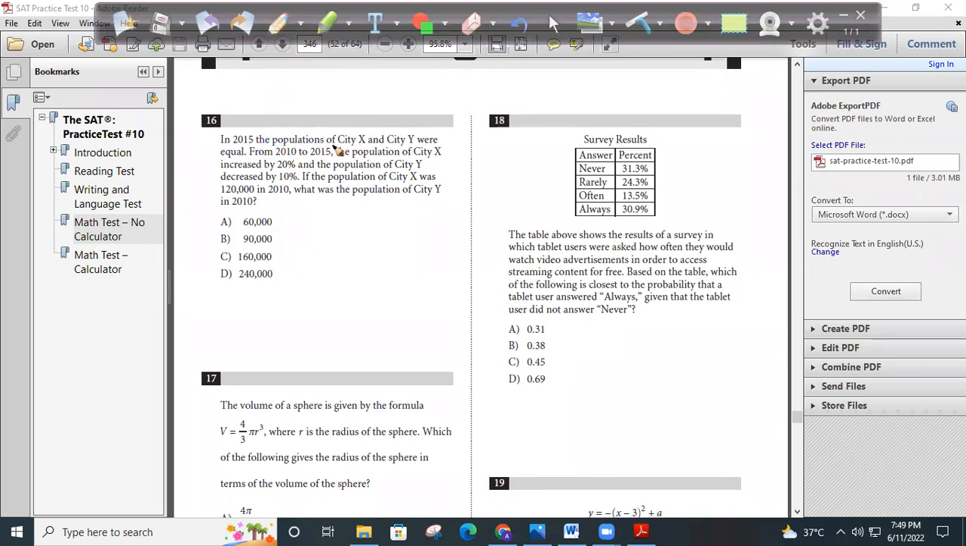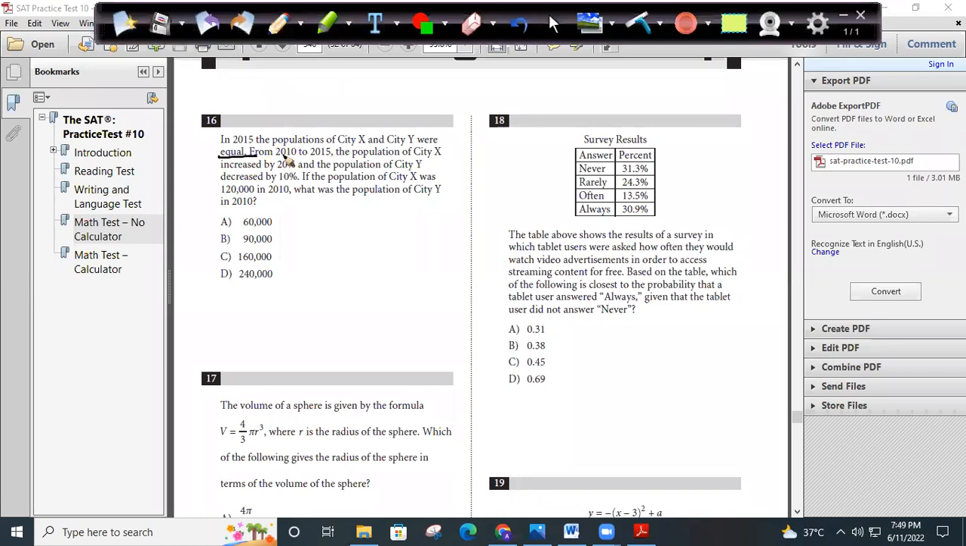In 2015, the population of city X and city Y were equal. From 2010 to 2015, the population of city X increased by 20%, and the population of city Y decreased by 10%. If the population of city X was 1,20,000 in 2010, what was the population of city Y in 2010? See here, read the question carefully.